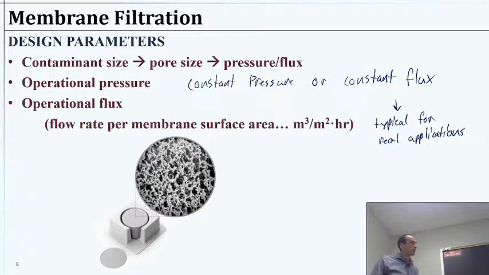Okay, what kind of membrane do we need? That's going to correspond to some pressure requirement, some production rate that the actual membrane can handle, or some flux that it can achieve. And how do we operate our pressure accordingly?